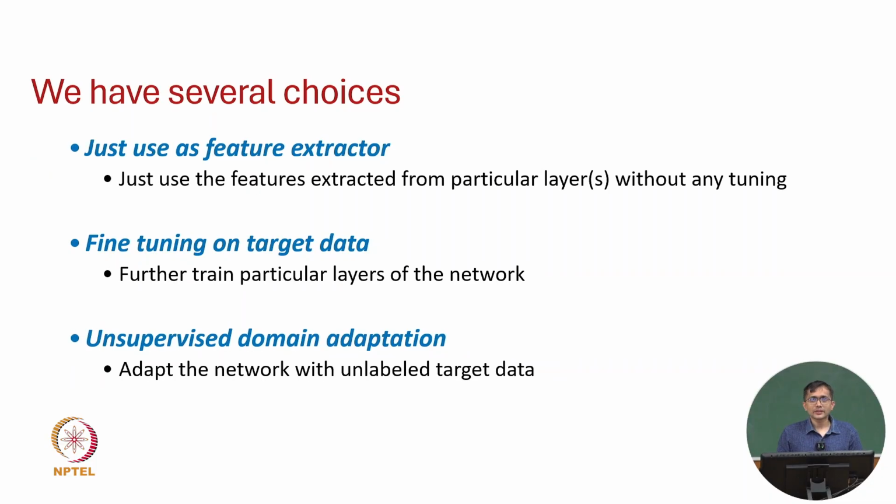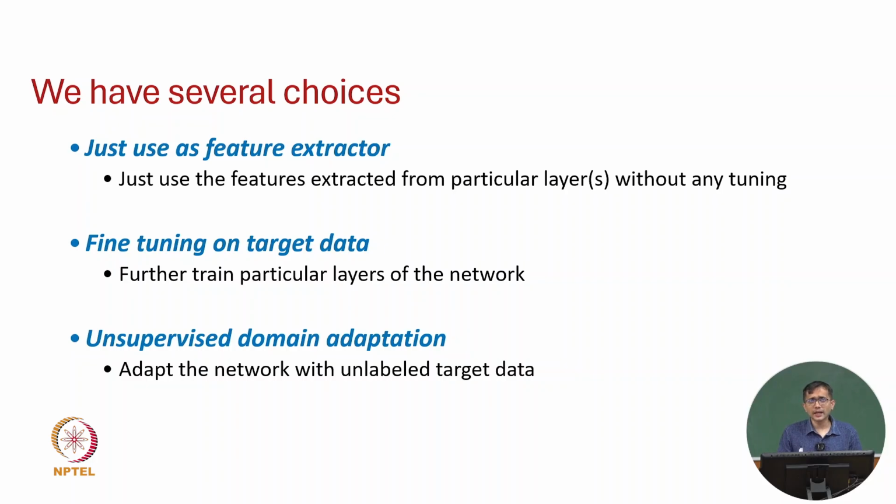Towards the end of last lecture, we had already started looking at how, let's say, we have a model trained in supervised manner on some particular data set, some particular task, or some particular domain, and we want to use it now for some other task or domain. And we said that we have at least three choices. We can use it as a feature extractor. We can fine-tune on this target data or domain. We can also do unsupervised domain adaptation.